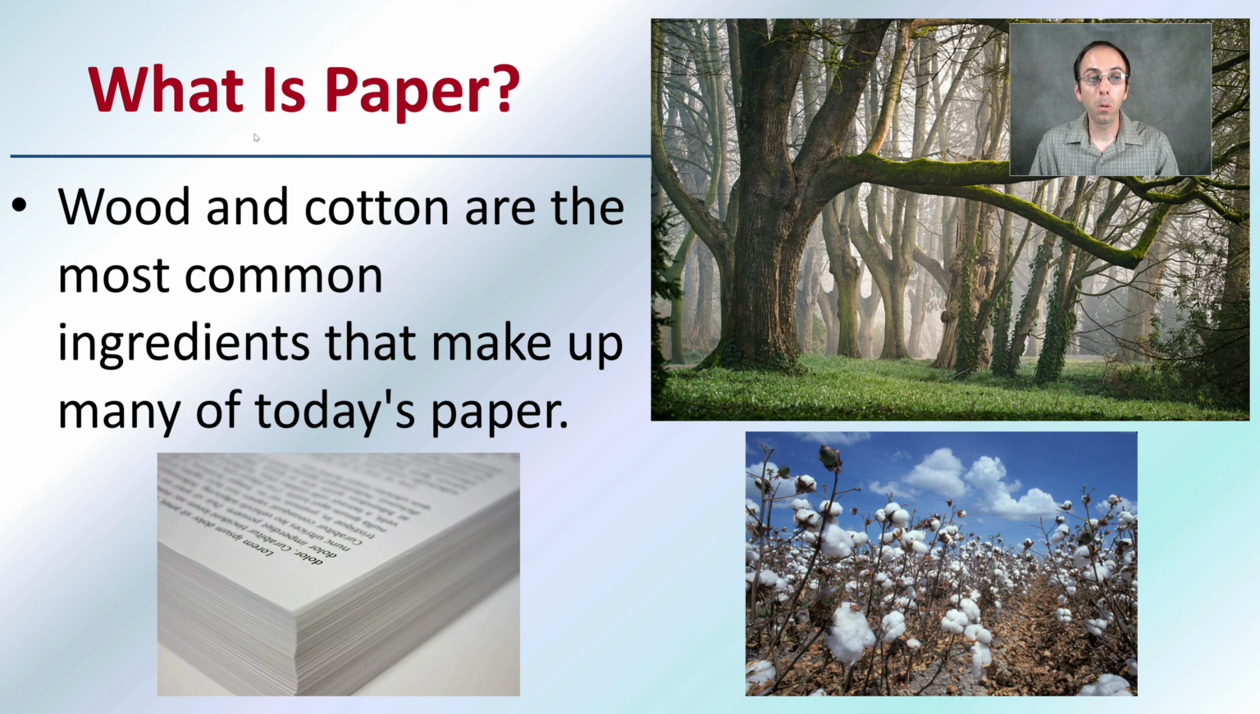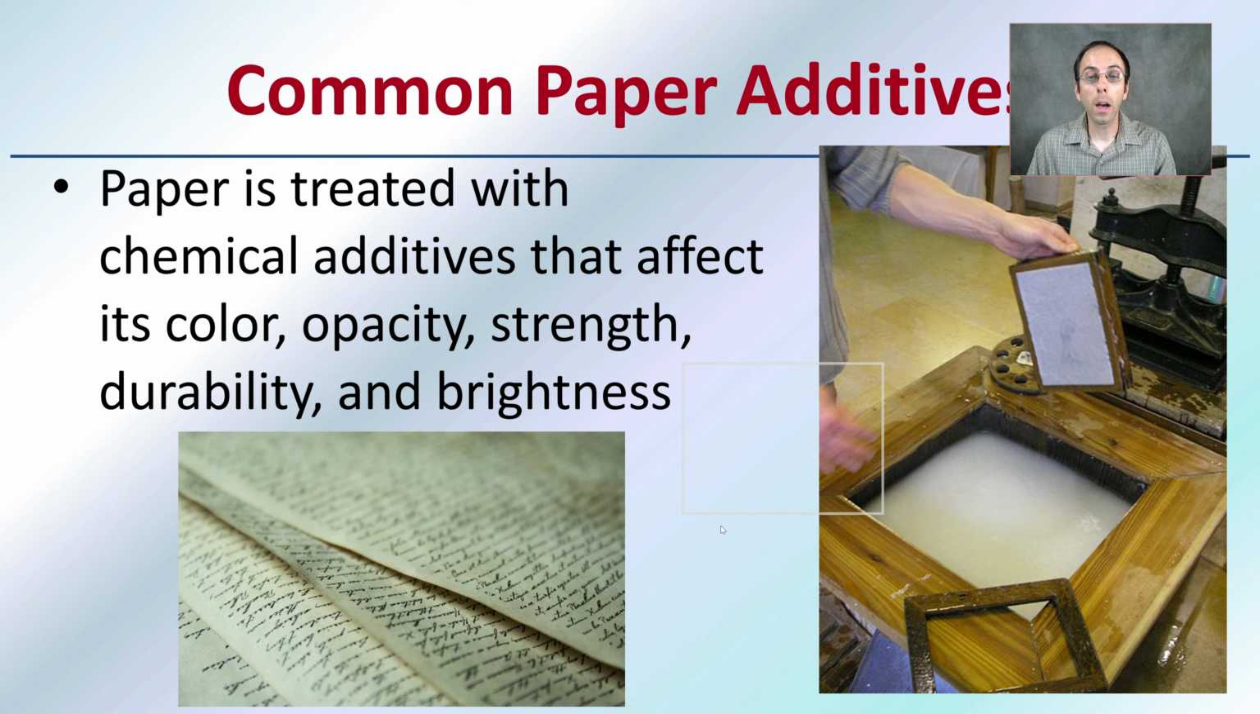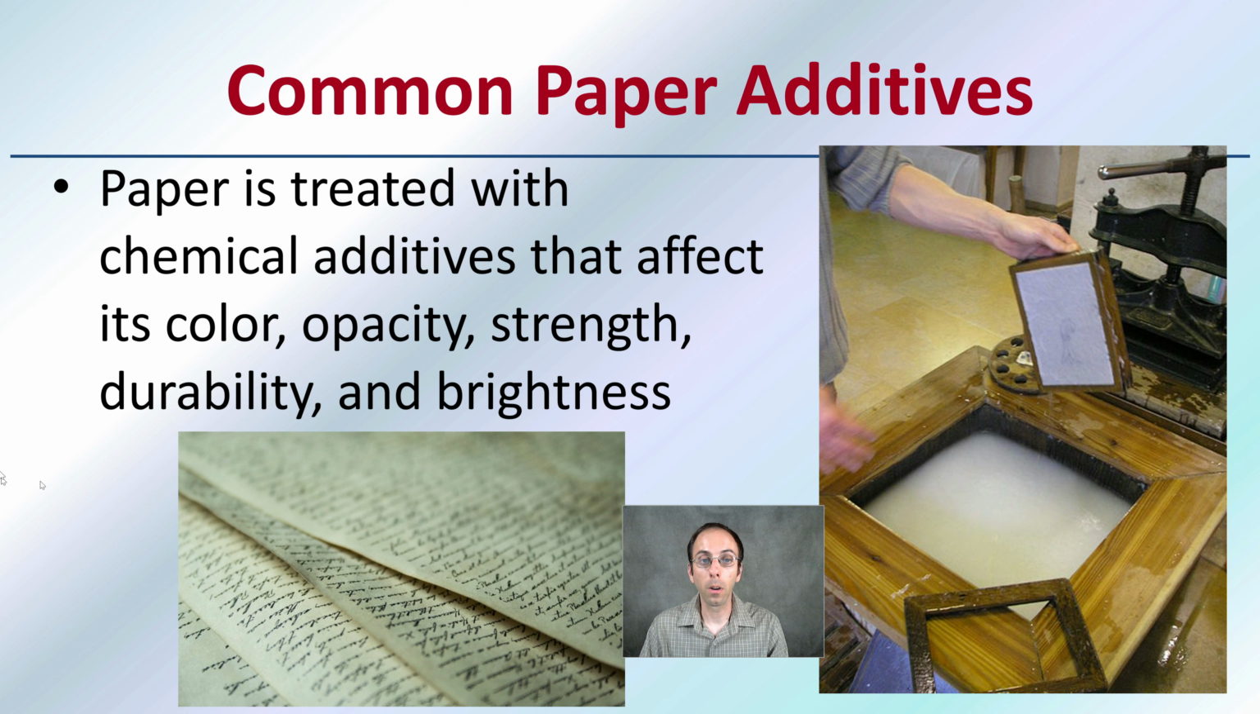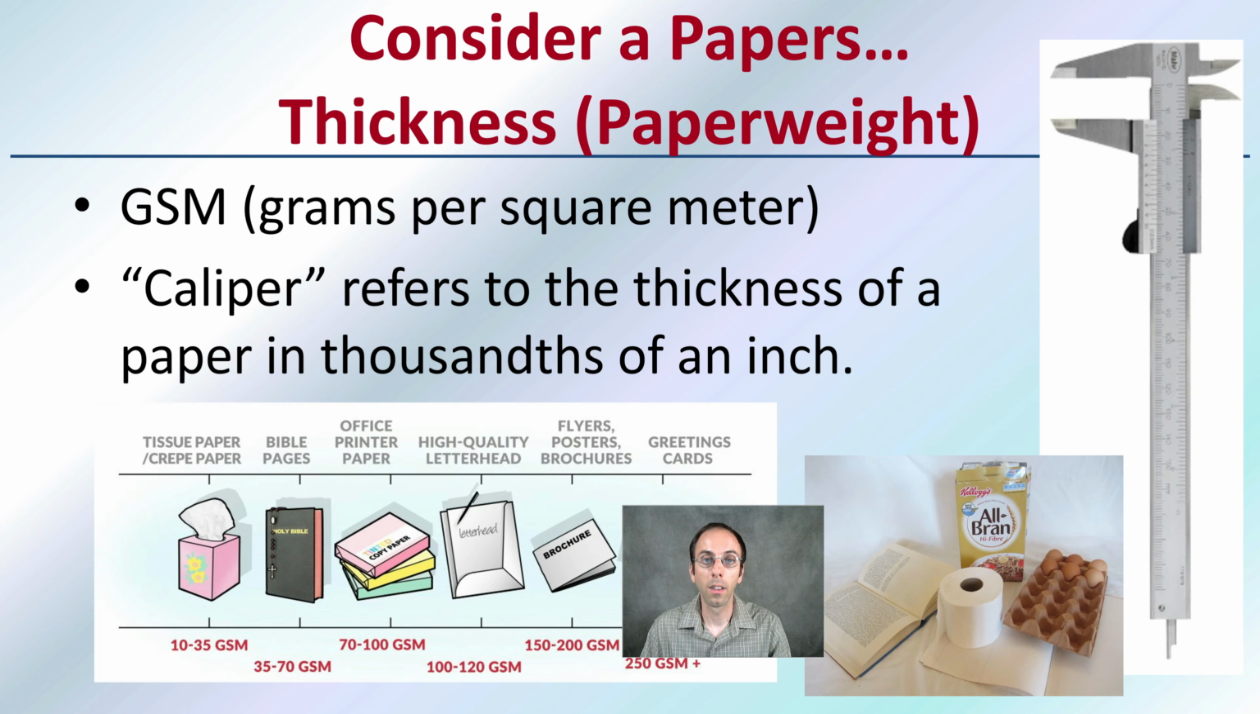This can also play an important role in identifying the paper. So we've been talking about paper. Well, what is it in general? Well, pretty much it's made of wood and cotton, and at least those are the most common ingredients that make up today's paper. Now the amount or the type can be a little bit variable, but those are the general components. There's also common additives to paper, and these are chemicals that affect the color, the opacity, the strength and durability and brightness, and they are part of the paper producing process.